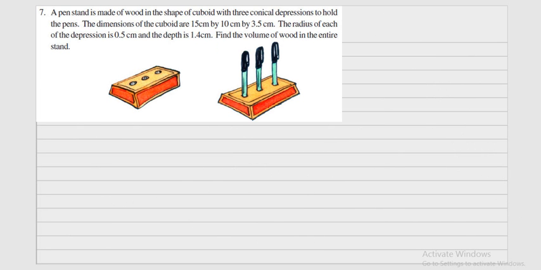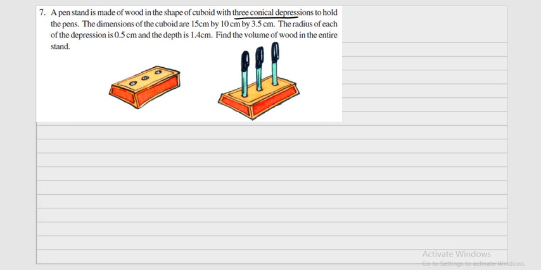So this is nothing but a question. There is a pen stand. The pen stand is made up of wood in the shape of a cuboid. The pen stand is already in the shape of a cuboid, and to keep the pens, he made 3 conical depressions. Next, the dimensions of the cuboid are given, the radius of each depression is also given, and the depth of the depression is also given. What is he asking you to find out? Find the volume of the wood in the entire stand.